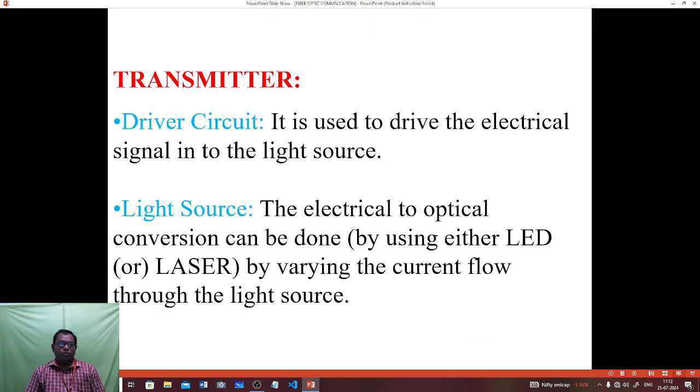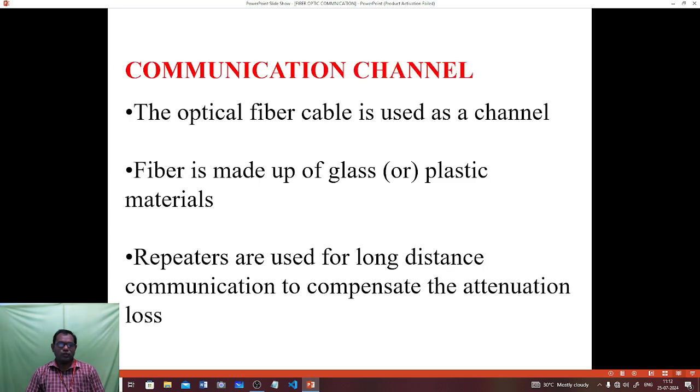The transmitter has two blocks. A driver circuit, used to drive the electrical signal into the light source. The light source does the electrical to optical conversion using either an LED or a laser. LED expansion is light emitting diode. Laser expansion is light amplification by stimulated emission of radiation, by varying the current flow through the light source.